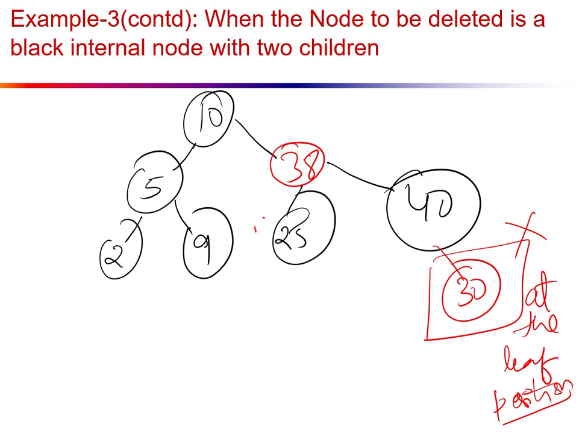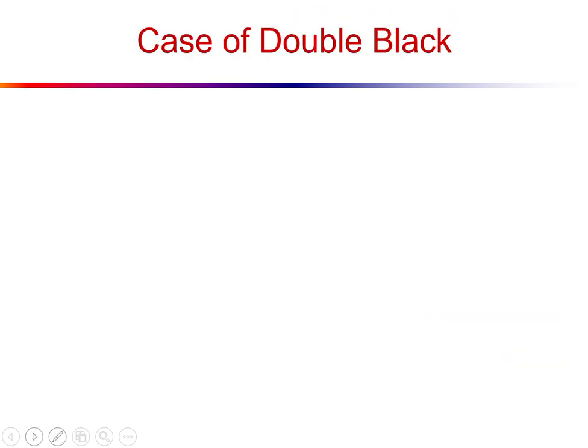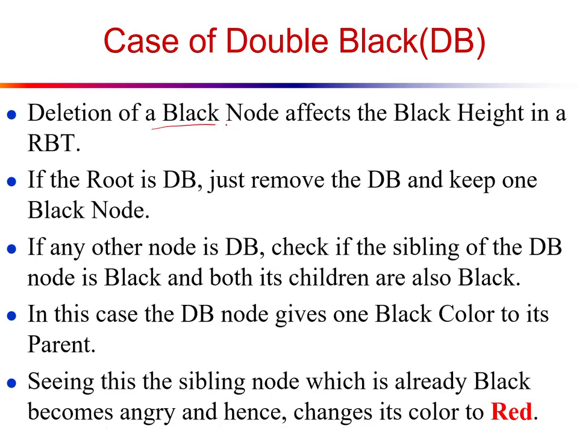Let's now consider another aspect of it, the case of double black nodes. Double black node is a very special case. In this case, we cannot delete a black node. Why can we not delete a black node? Because deletion of a black node affects the black height in a red black tree. That is one of the most prominent things to be considered.